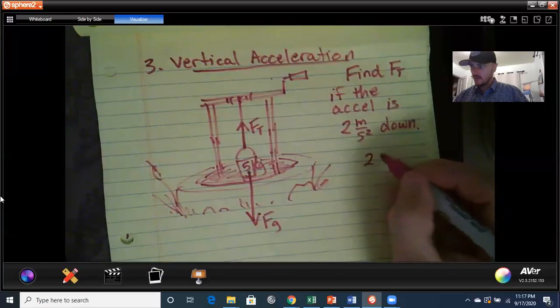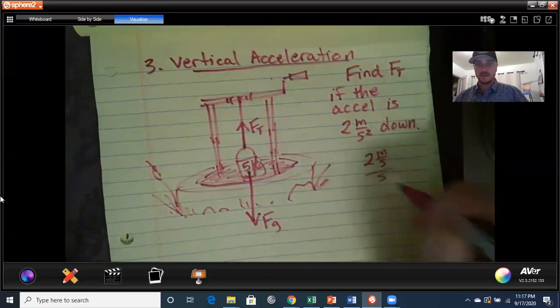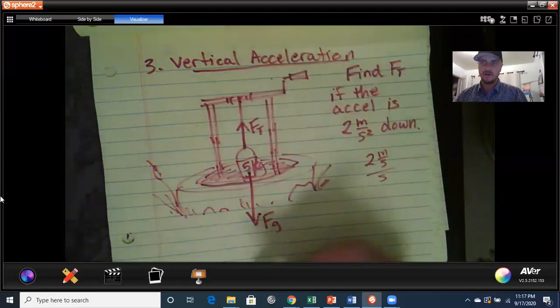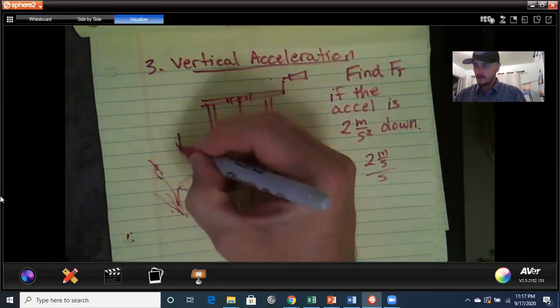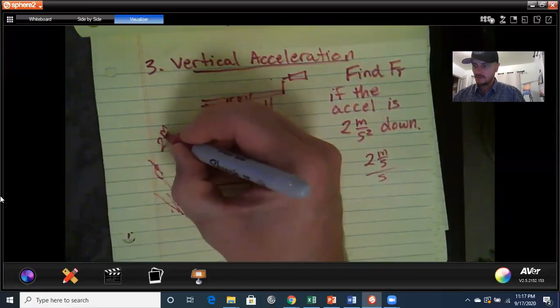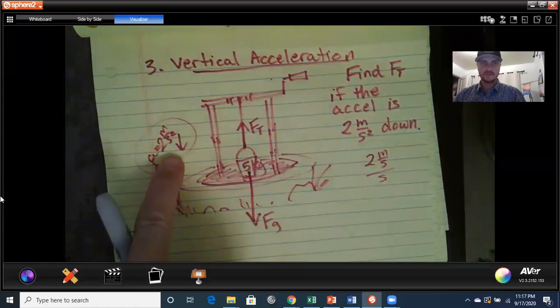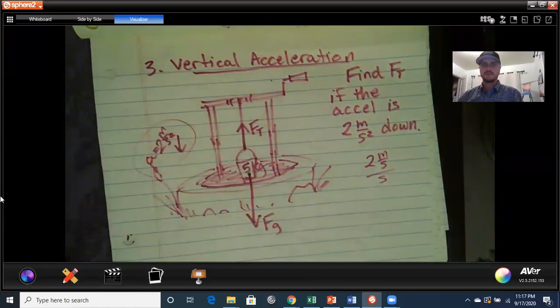You don't have to write this, by 2 meters per second every second. It is speeding up in the downward direction. Every second that passes, it's going 2 meters per second faster. So if it started from rest, it would go 0, then 2 meters per second, then 4, then 6, then 8. It's speeding up into the well in that fashion. And so over here, remember, this is not a force. That's just me reminding myself the acceleration is down.